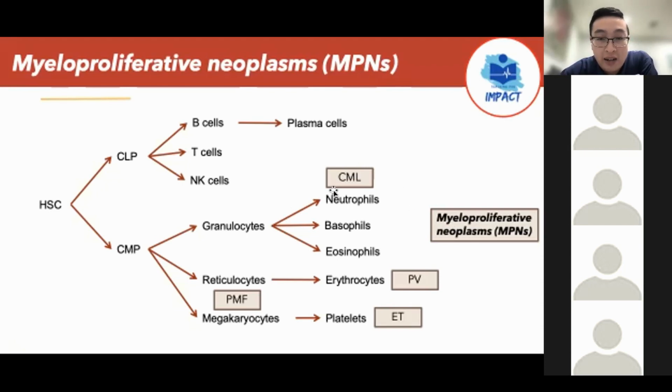So if you have a cancer of the neutrophil, then we call it CML, which we already talked about. If you have a cancer of the erythrocytes, then we call it polycythemia vera, which, anyway, I won't go into clinical features because we're running out of time. But if you have a cancer of megakaryocytes, then that causes primary myelofibrosis. And if you have a cancer of megakaryocytes and therefore platelets, then it's called essential thrombocytosis. So together, these four conditions make up your myeloproliferative neoplasms.